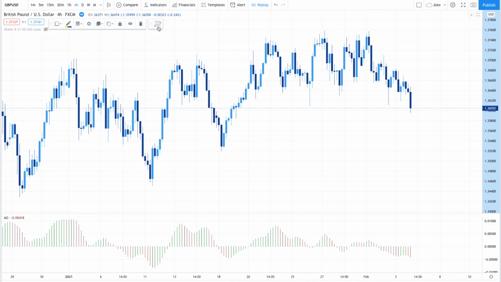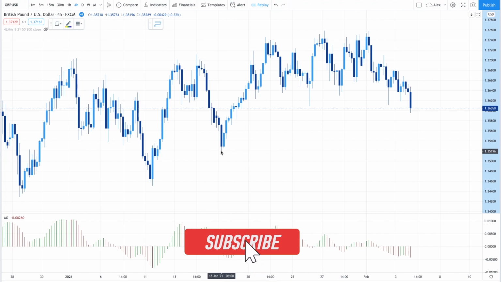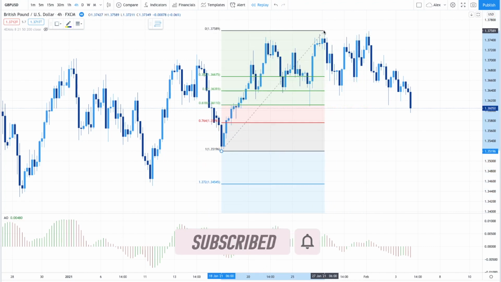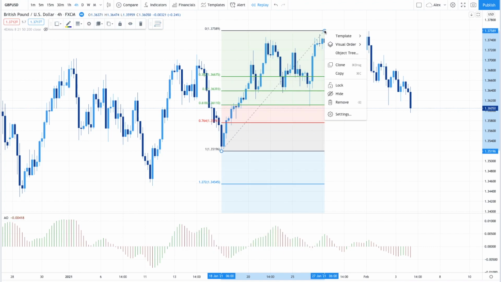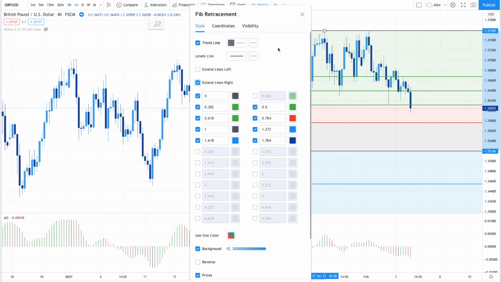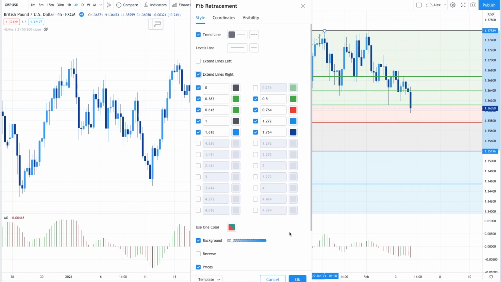So I'll drill down to like a 4 hour. I'll take that last low, which is here. I'll find the high of this range, which I think was this one actually. Let's just stretch that across. So again, it's all very much about using the fibs to establish the highs and the lows.